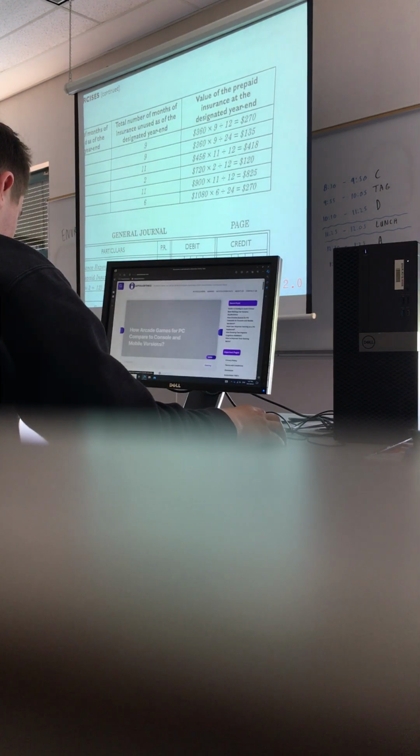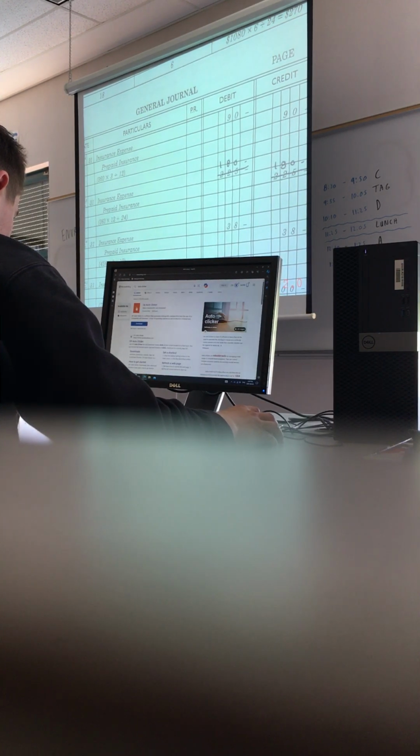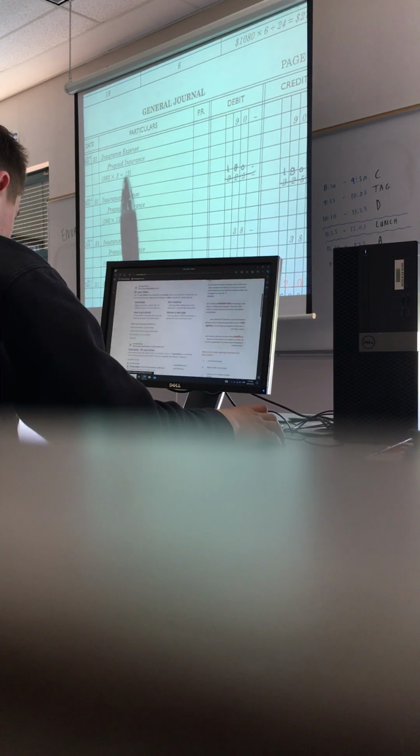And then in your journal entry below, you're doing the journal entry for the amount you've used up. That's always what the adjustment is, what you've used up. So they're moving 3/12 or $90 worth from being prepaid insurance to insurance expense. So this is for the amount you've used up, 3/12.